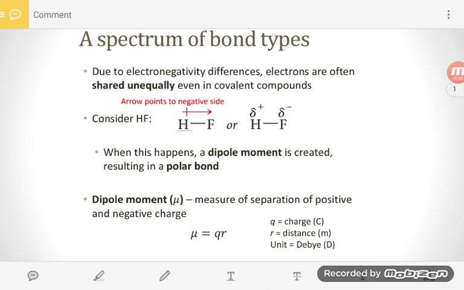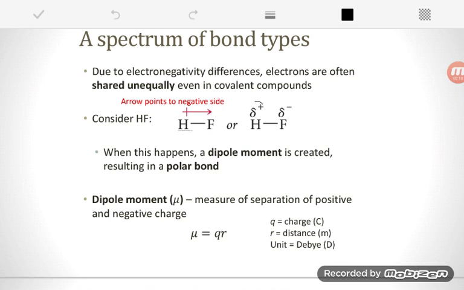Another way we can represent that is with these little symbols here. That's the Greek symbol delta, and it basically just means small. So we have a small positive charge on hydrogen and a small negative charge on fluorine. This isn't like an ionic bond. The electron hasn't completely transferred from hydrogen to fluorine. It's just spending more time with fluorine. So it makes fluorine a little bit more negative, makes hydrogen a little bit more positive.